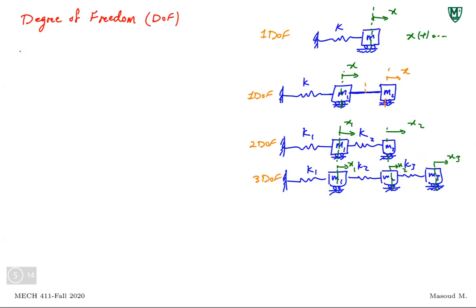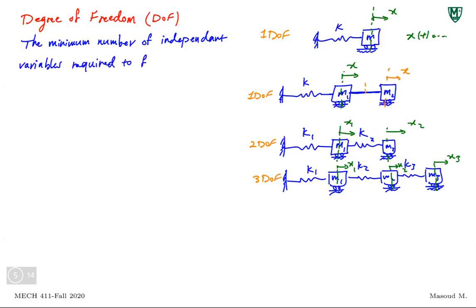Let's write it this way. The minimum number of independent variables required to fully describe a system's motion.